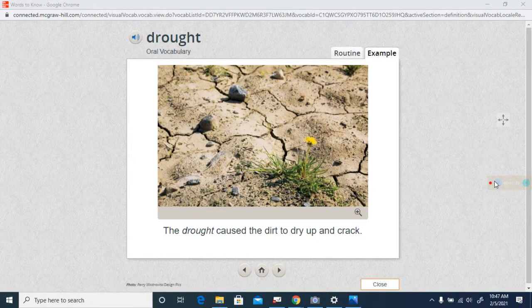Look at this picture. This picture shows what can happen to the earth during a drought. See how the dirt is all cracked and hard? Usually when we walk across dirt, it's pretty soft, isn't it? And it might stick to our feet. This is really hard and dry and cracked because there hasn't been a lot of rain there. Let's look at the next word.